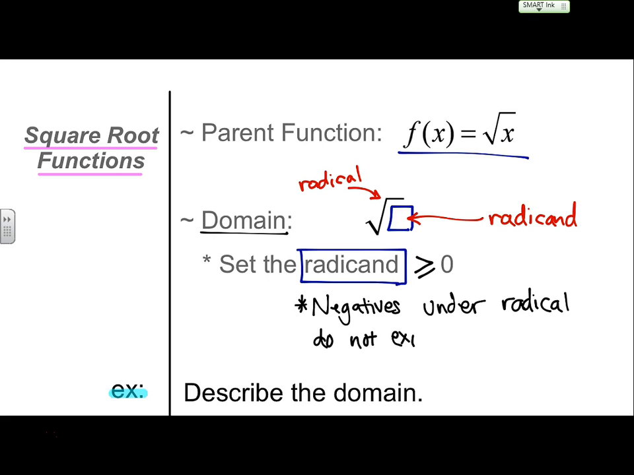Now, I don't need you to memorize that. Some of you already have a natural understanding because we've done some radicals and square roots. Negatives under a square root, we're not dealing with cube roots or anything like that, do not exist. They're imaginary. You can't do a number times itself and have it be negative. A positive times a positive is a positive. A negative times a negative is a positive.